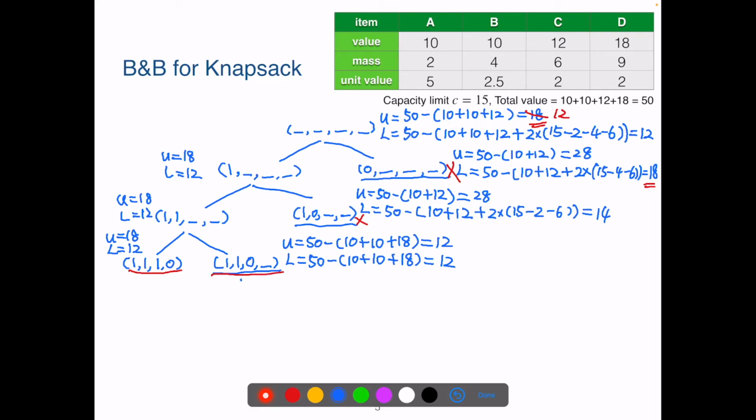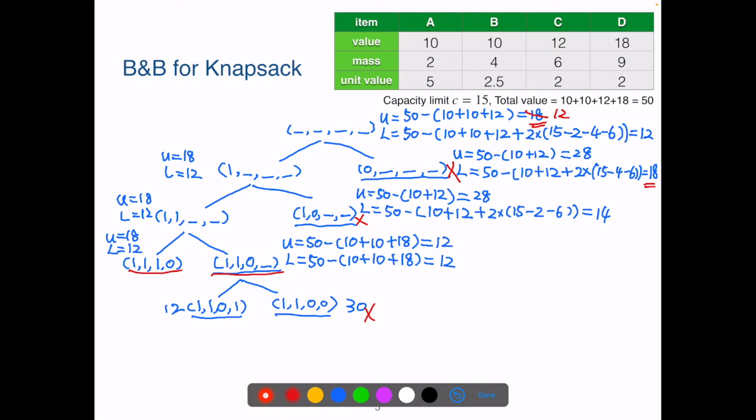We can keep splitting this partial solution. We have 1, 1, 0, 1. We have 1, 1, 0, 0. So this is a complete solution, and we can compute its total value margin. That'll be 12. And for this complete solution, the total value margin is 30. So we can throw away this complete solution.